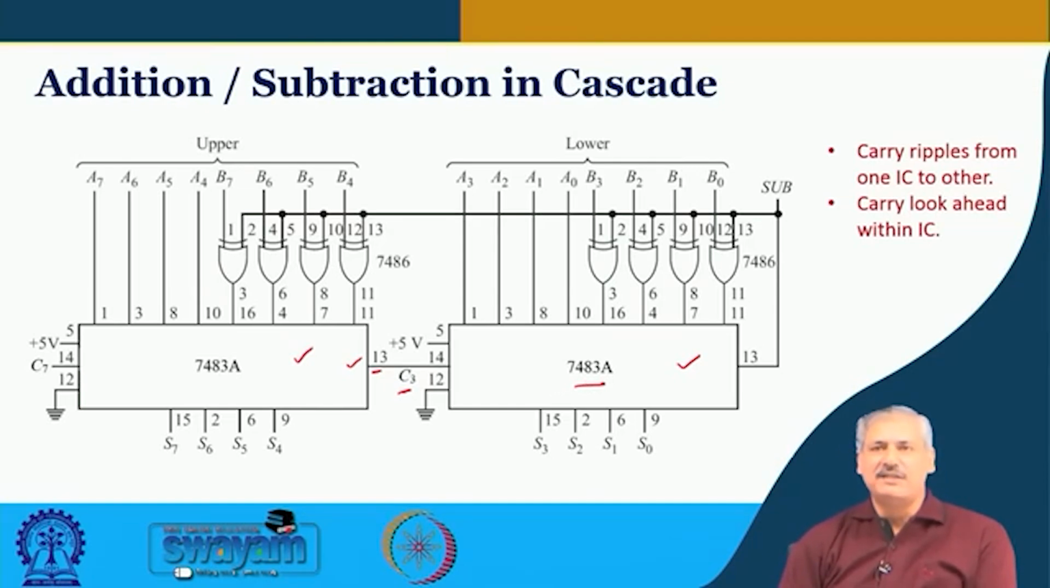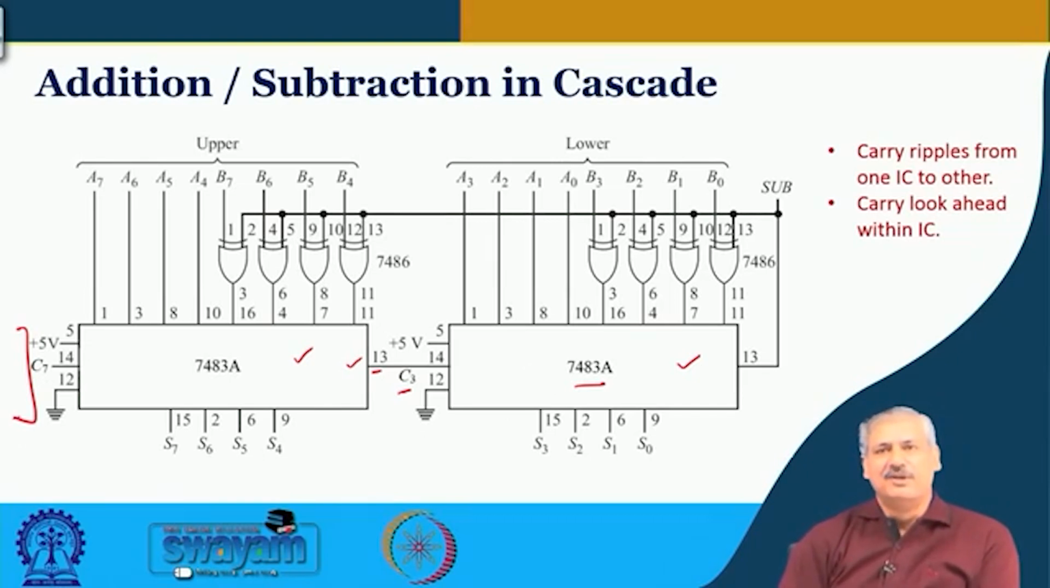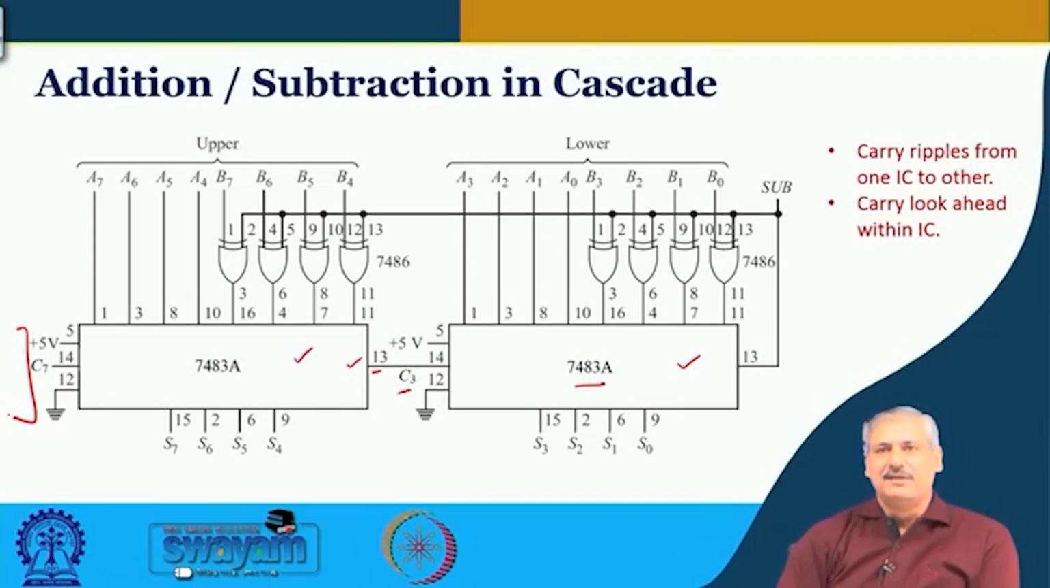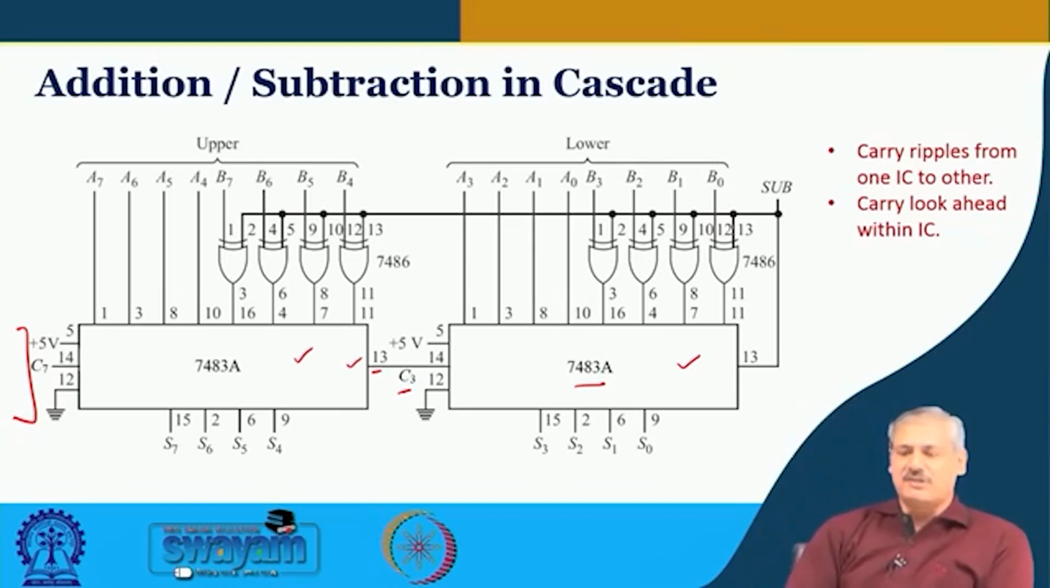which will require 3 tau. If you have another such stage after this, so this is 4 bit, this is 4 bit, and this is another 4 bit over here, it will wait for 6 tau to generate this particular carry, right. So, across these 4 bit blocks, the carry ripples from one IC to another.